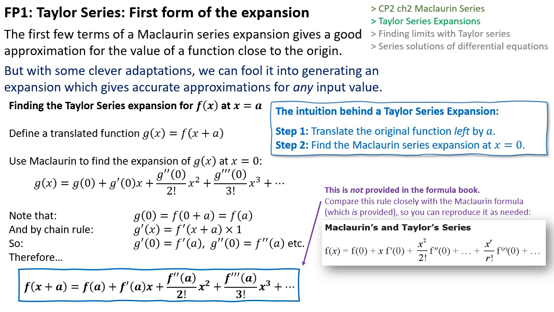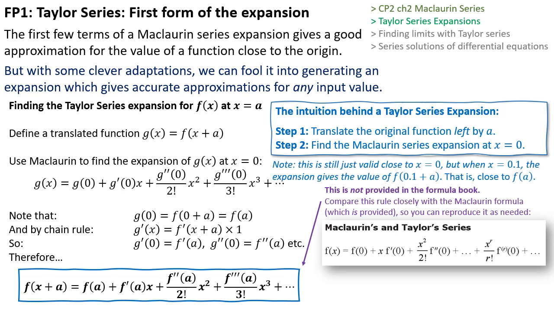This means we've basically got two key steps. We're going to shift the function to the left, and then we're going to find the Maclaurin series expansion at 0, because we know we can find the expansion when x is 0, and this trick allows me to basically cheat and use a different function, find the expansion at 0, but I know that when x is 0 for the translated function, that's equivalent to finding what I wanted anyway, which was f of a.